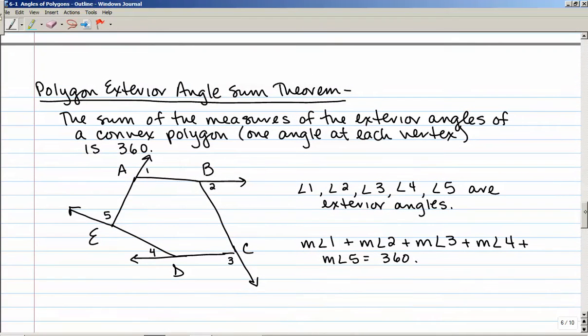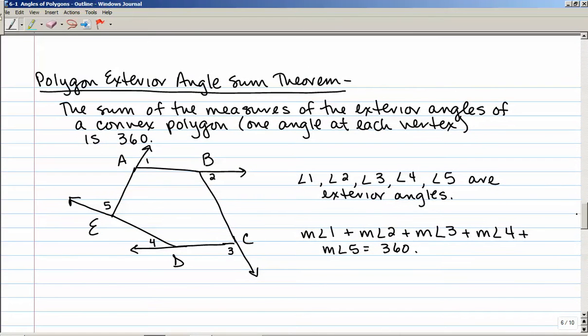Now we have a theorem for the measure of the exterior angles of a polygon. The polygon exterior angle sum theorem says that the sum of the measures of the exterior angles of a convex polygon, that would be one angle at each vertex, is 360. So let's take a look at this picture here. We have a pentagon, and I extend each side in one direction. It almost looks a little bit like a wheel, where you extend each side. The angle that is formed by the extension of that side, kind of like an exterior angle of a triangle, is called the exterior angle of a polygon.